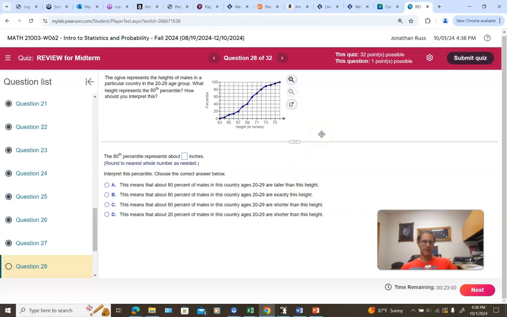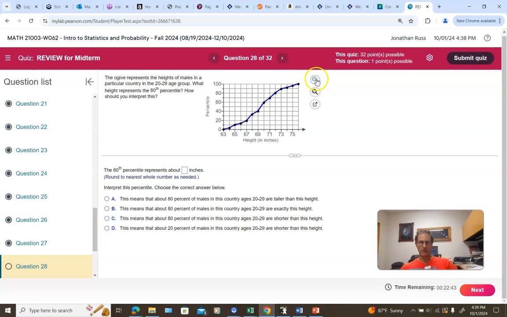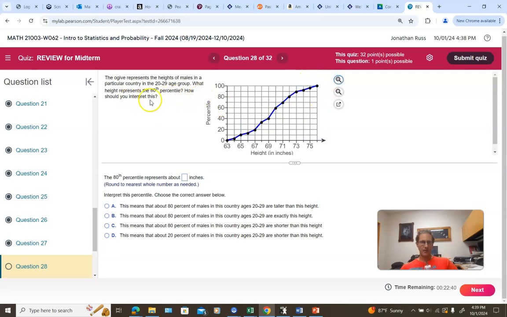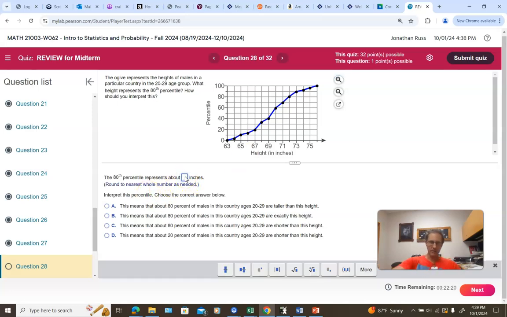Okay. Number 28 says the ogive represents the heights of males in a particular country in the 20 to 29 age group. What height represents the 80th percentile? Let me zoom in here. And how should you interpret this? Okay. Well, these are the percentiles right here. So the 80th percentile is this point right here, and that corresponds to a height of 72 inches, which is 6 feet. So the 80th percentile will represent 72 inches.